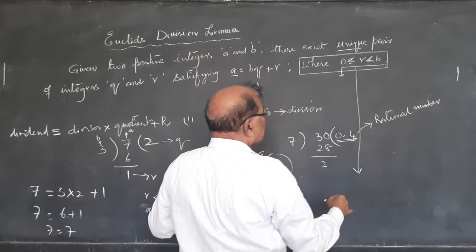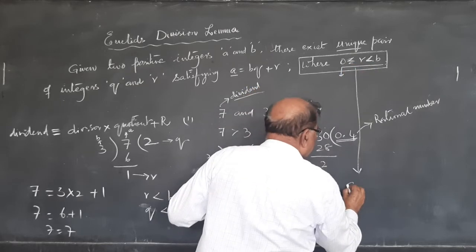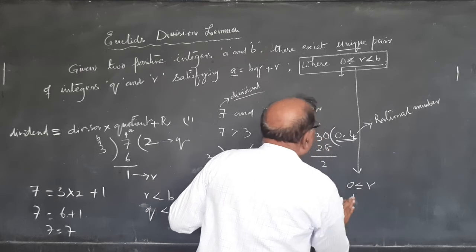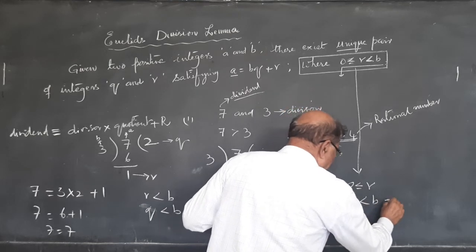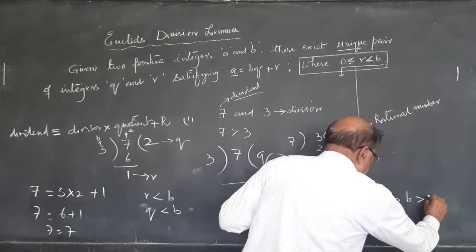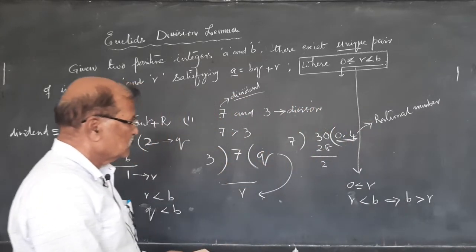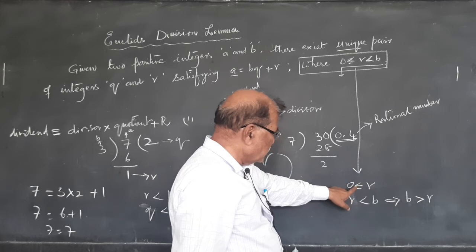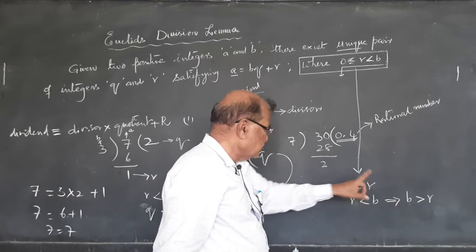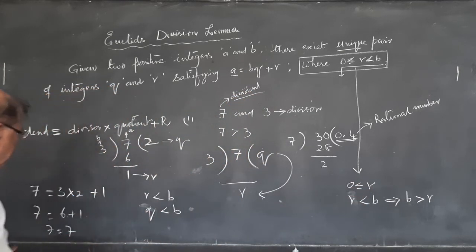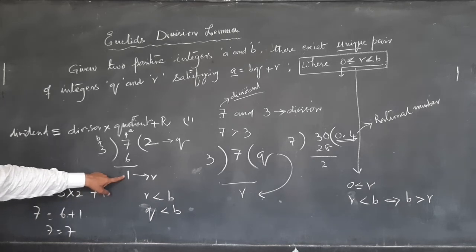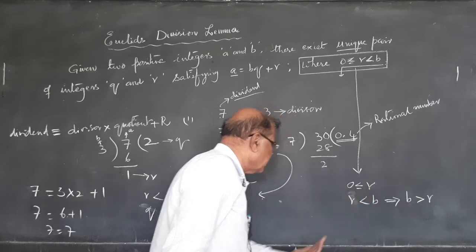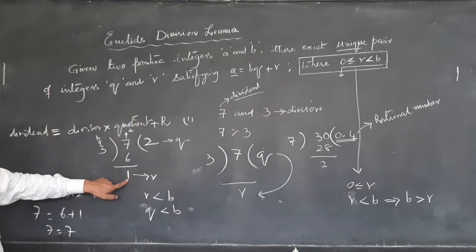Please look at this. So, this can be split as 0 is less than or equal to R, and R is less than B, which implies B is greater than R. So, from this we have this. Here R is 0 or greater than 0. What is the R here? 1. So, if you write in reverse order, R is greater than 0.